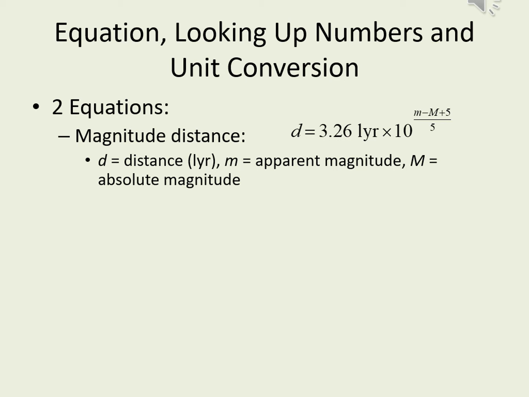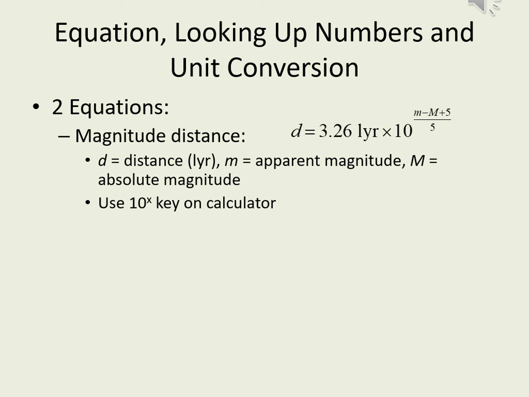Note that it's actually not easy to measure the absolute magnitude directly, but we can often get an estimate of it from the star's spectral luminosity type. Remember that the fraction here is all in the exponent. As a result, you need to calculate the value of the fraction first, then find 10 to the power of that using the 10 to the x key in your calculator.